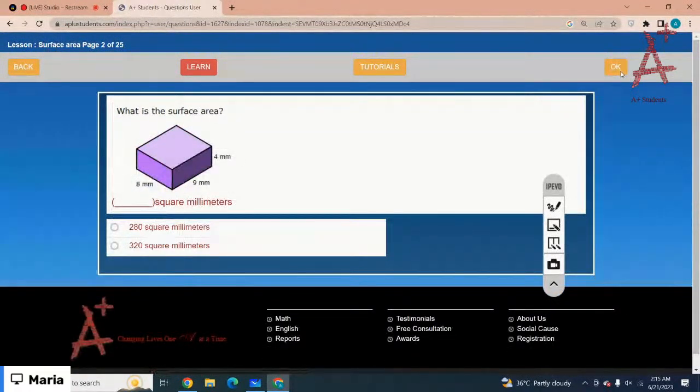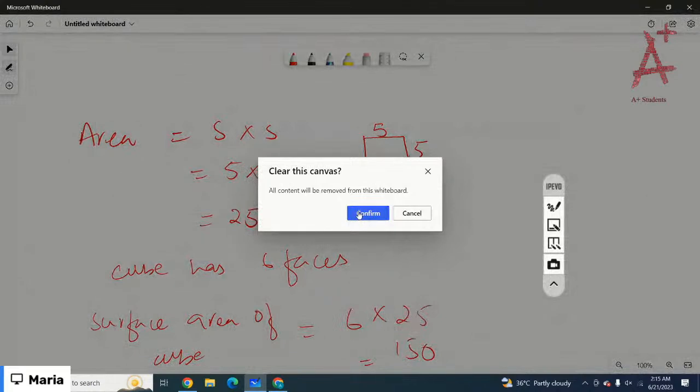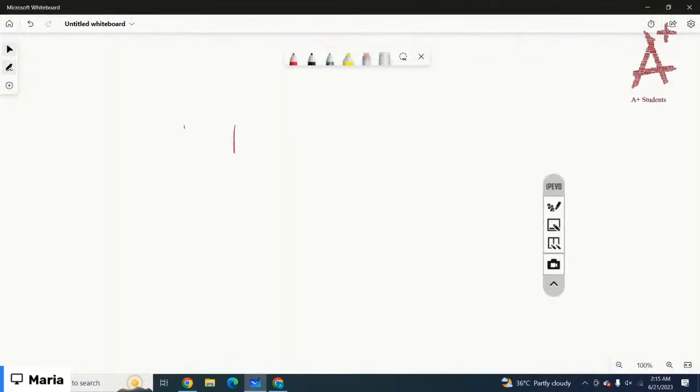Okay, the next one is, what is the surface area? So for this figure, you have to calculate the area of faces in pairs. The top and the bottom, this one and the bottom one. It has the measurements 8 and 9. It would be 9 times 8 equals 72. That is the area of top, and the bottom is also the same. That would be 9 times 8 equals 72.